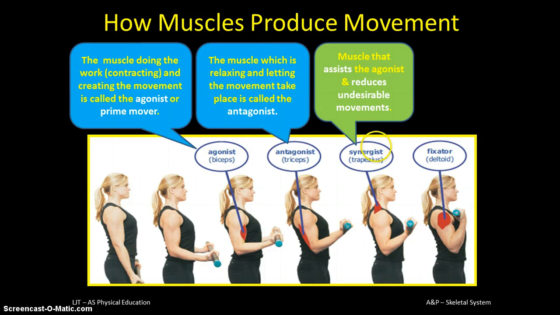And in this case, the trapezius, so the kite-shaped muscle at the top of your back, is working as a synergist. And this basically helps out the agonist, the bicep, by trying to control and reduce other movements. We don't particularly want our shoulder or our back to move doing a bicep curl. We want to isolate the movement to the biceps brachii. So the trapezius in this instance is working as a synergist.